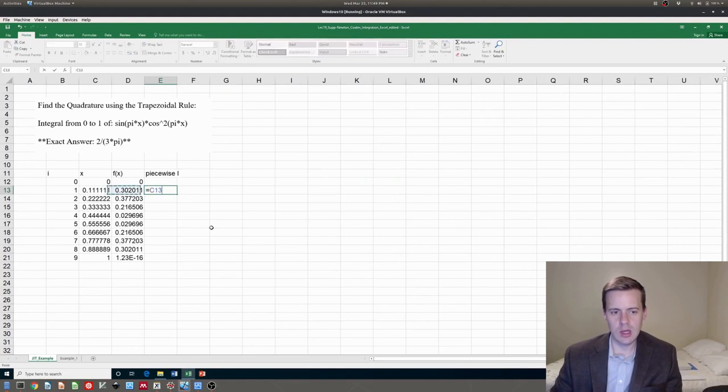I can do a parenthesis first, x1 minus x0 divided by 2, multiplied by the sum of these two, F0 plus F1. And that same thing is going to apply at this point. So now this one is going to have that C14 minus C13, that delta x over 2, multiplied by the sum of those. Those are all the pieces that I need to add up, so I can just drag that down. And then if I want the total integral, I, it's going to be the sum of that column right there.